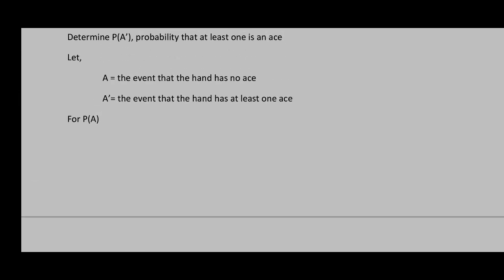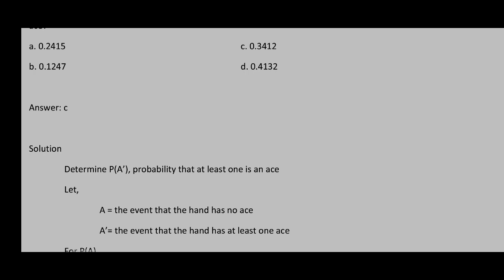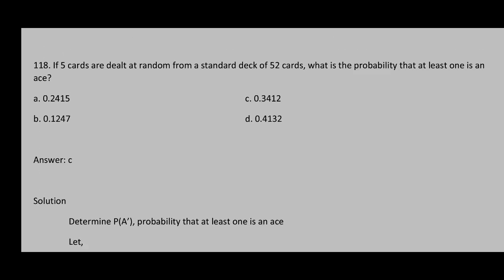Again, yung P of A prime is yung ating probability ng event na the hand has at least one ace. So, nakita mo yung tanong na yan sa board exam, sagot daw diyan ay letter C, or here's the solution presented to you.